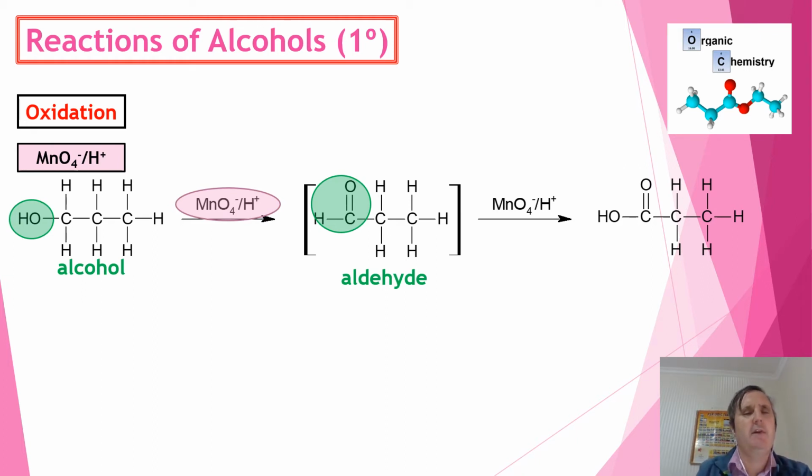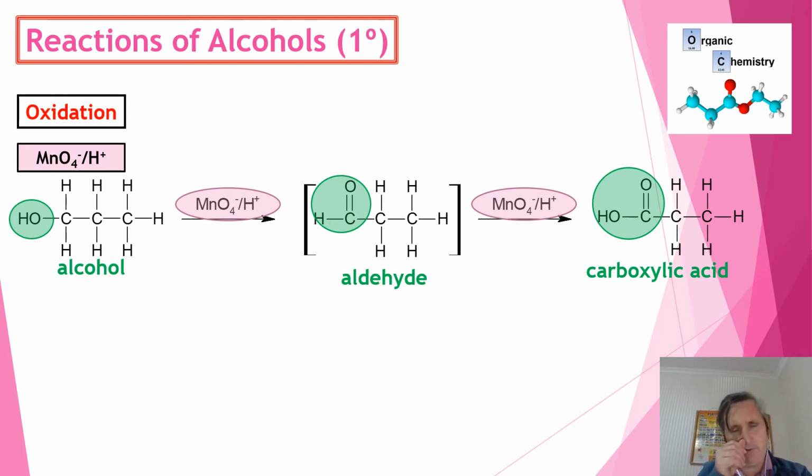However, if I keep heating this mixture, it will continue to react with the oxidizing agents that are still around, and it will turn all the way into a carboxylic acid. So it's kind of like a two-step process. If I want to stop this process halfway, I've got to get the aldehyde out before it has the opportunity to react further to the carboxylic acid. I'll go through the details on how we do that when we look at the reactions of aldehydes. But for the moment, know that an alcohol, when we add an oxidizing agent, goes to an aldehyde.